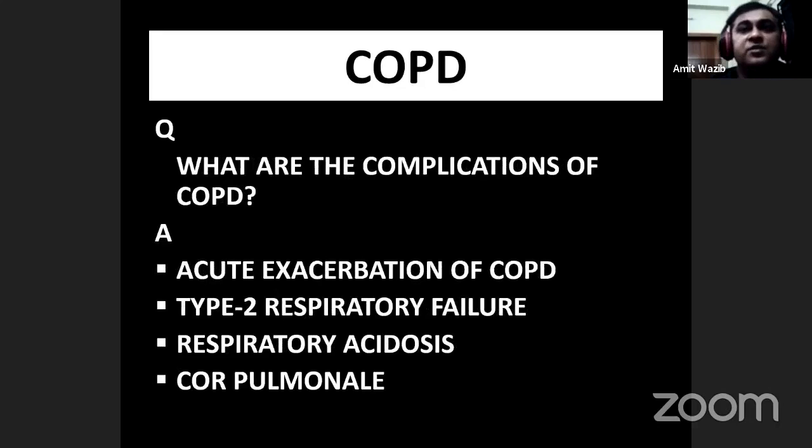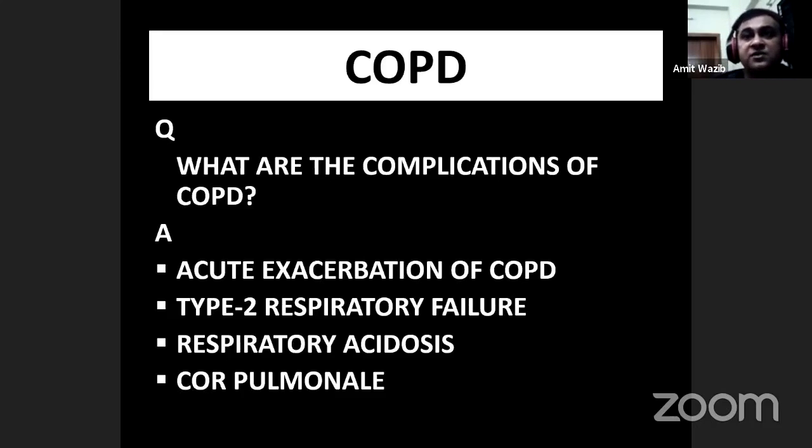So what are the complications of COPD? The main complication of COPD is acute exacerbation of COPD. Usually when a COPD patient gets an infection, a respiratory tract infection, commonly a bacterial respiratory infection, the condition deteriorates. That is, the COPD itself worsens. This is called acute exacerbation of COPD, and it leads to type 2 respiratory failure. And it also leads to respiratory acidosis.